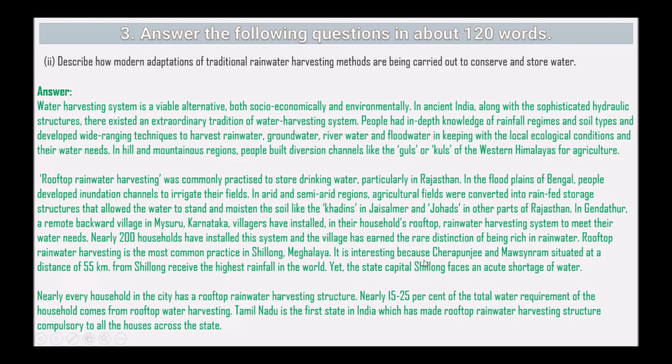It is interesting because Cherrapunji and Mawsynram, situated at a distance of 55 km from Shillong, receive the highest rainfall in the world. Yet the state capital Shillong faces an acute shortage of water. Nearly every household in the city has a rooftop rainwater harvesting structure. Nearly 15-25% of the total water requirement of the household comes from rooftop water harvesting. Tamil Nadu is the first state in India which has made rooftop rainwater harvesting structures compulsory for all houses across the state.